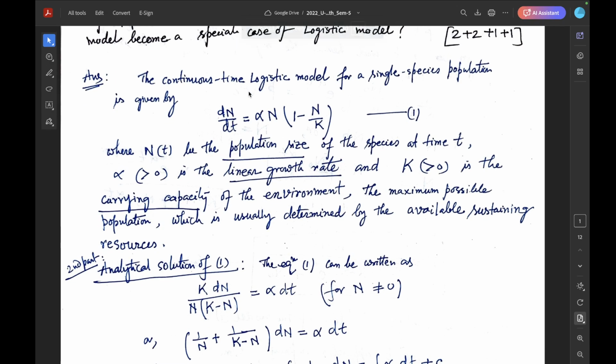The continuous time logistic model for a single species population is given by dN/dt = alpha N (1 - N/K), where N(t) depends on time t, the population size or density of a species at time t, and alpha greater than 0 is the linear growth rate, and K greater than 0 is the carrying capacity of the environment. The maximum possible population, which is usually determined by available sustaining resources.